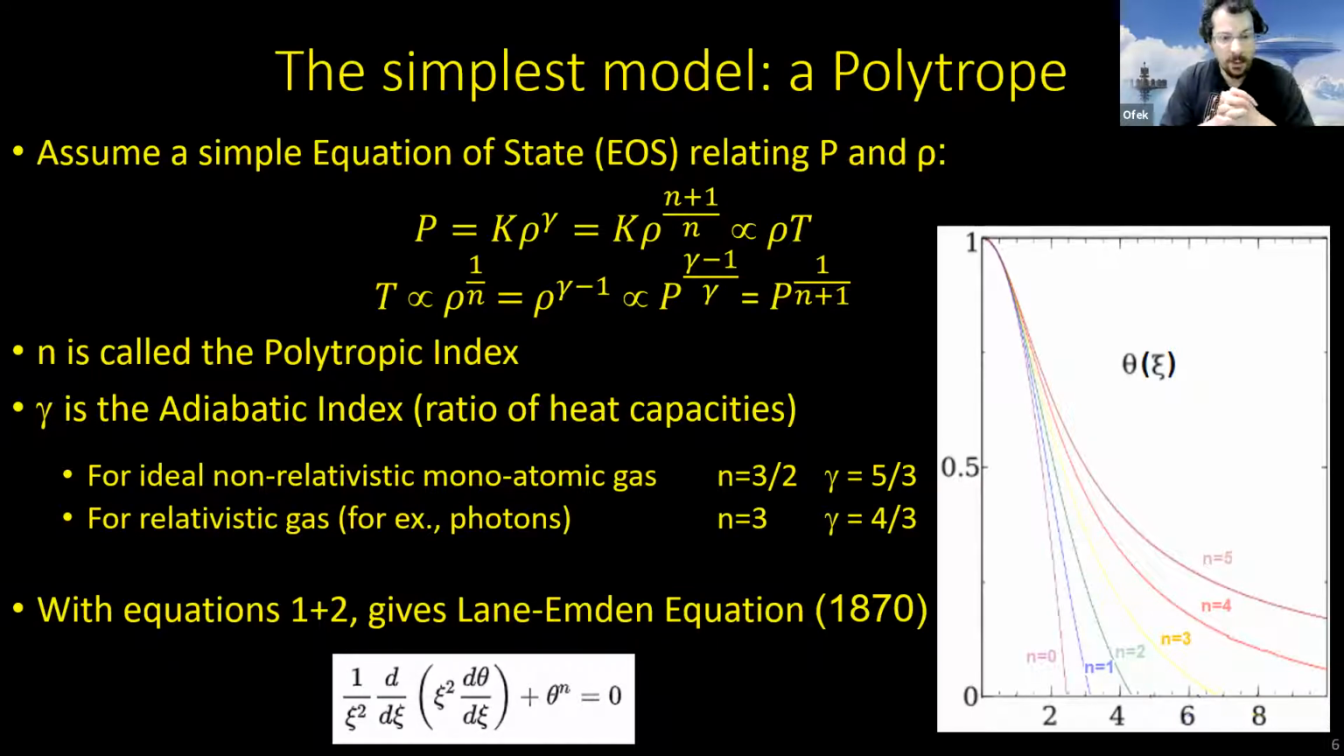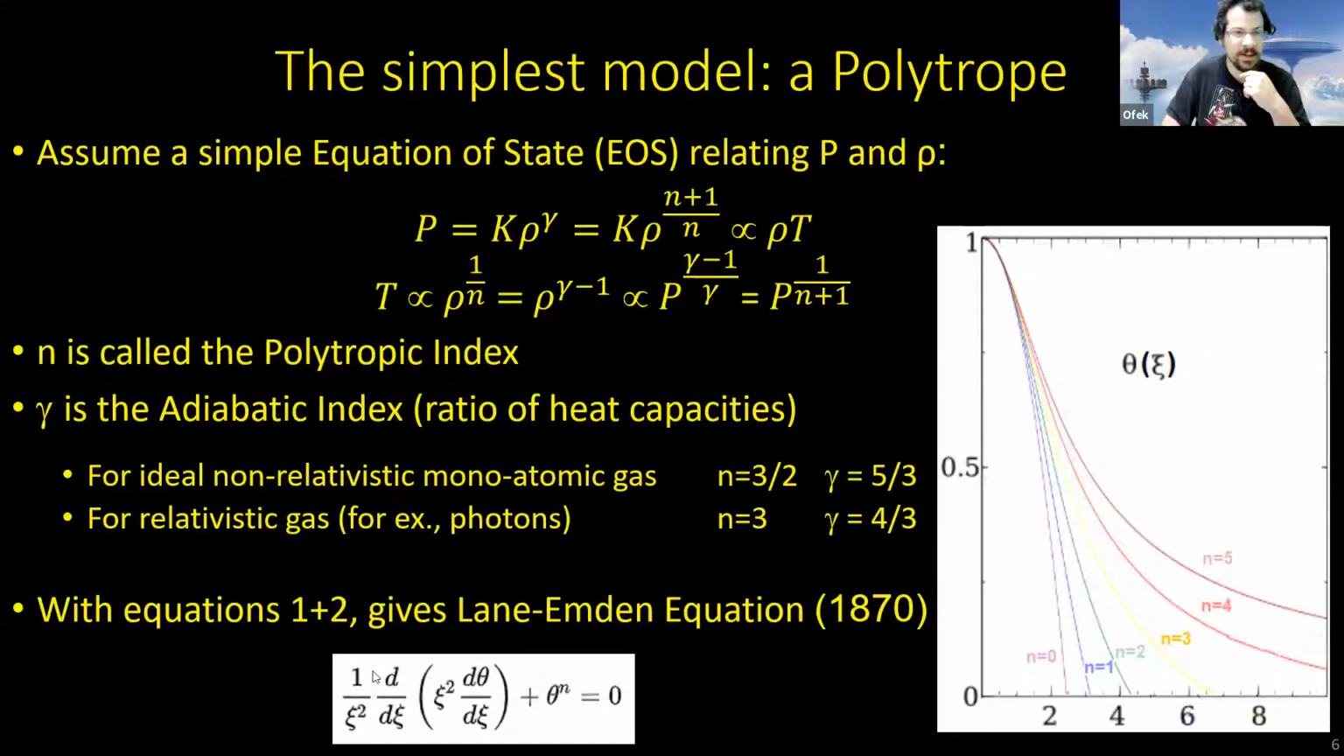In that case, we can kind of realize that we have 2 first-order differential equations and 1 algebraic one. We can combine them to find a single second-order differential equation. And that's called the Lane-Emden equation given here below. You'll also see a more detailed derivation of it in the tutorial.